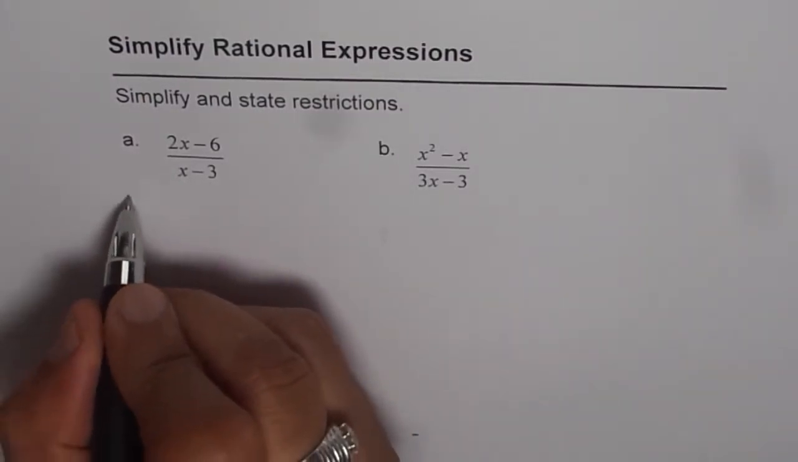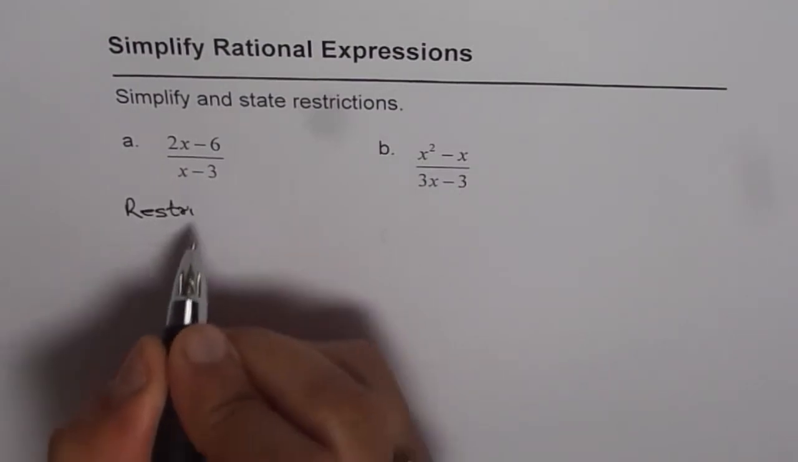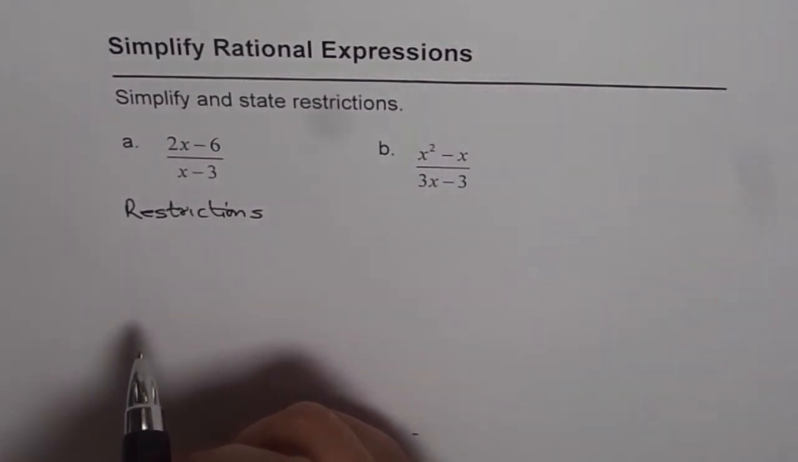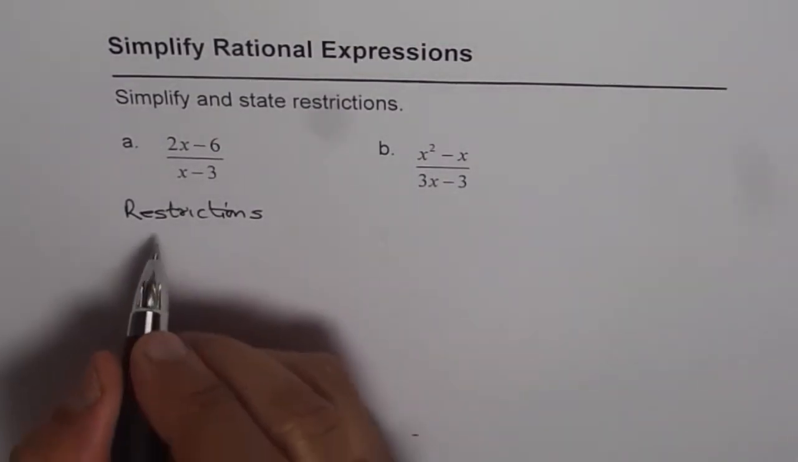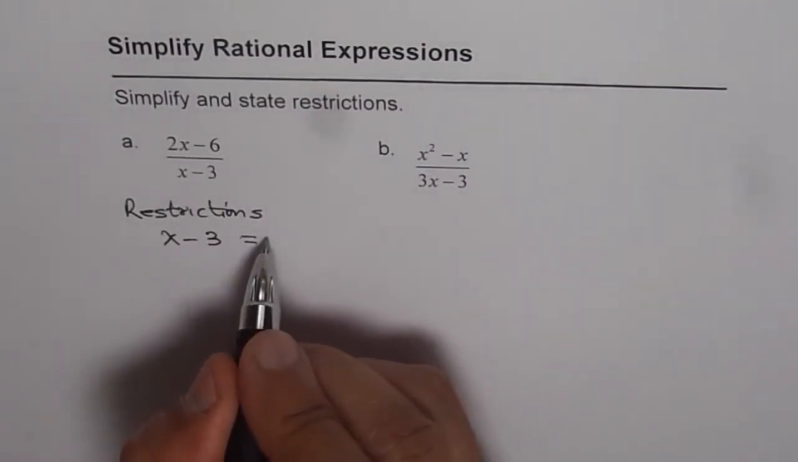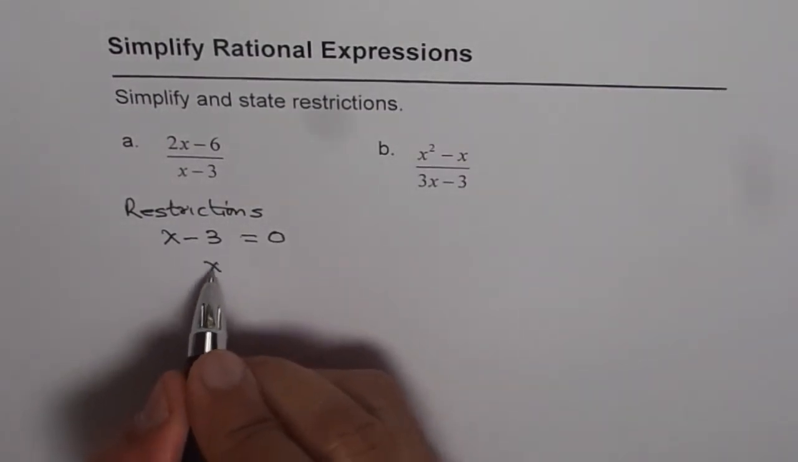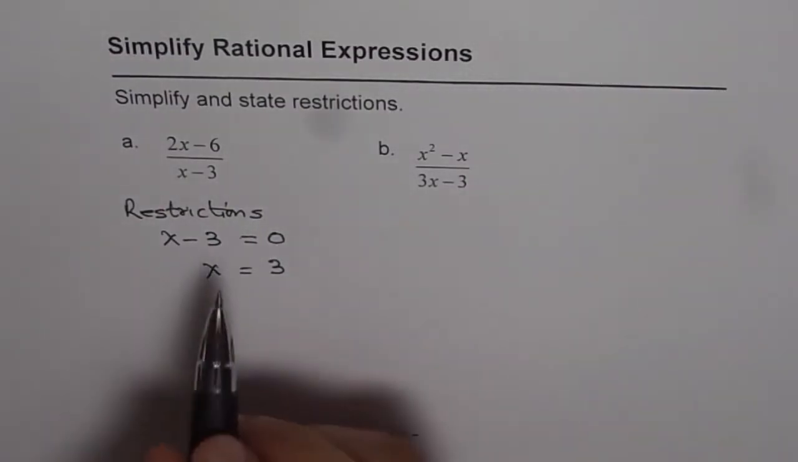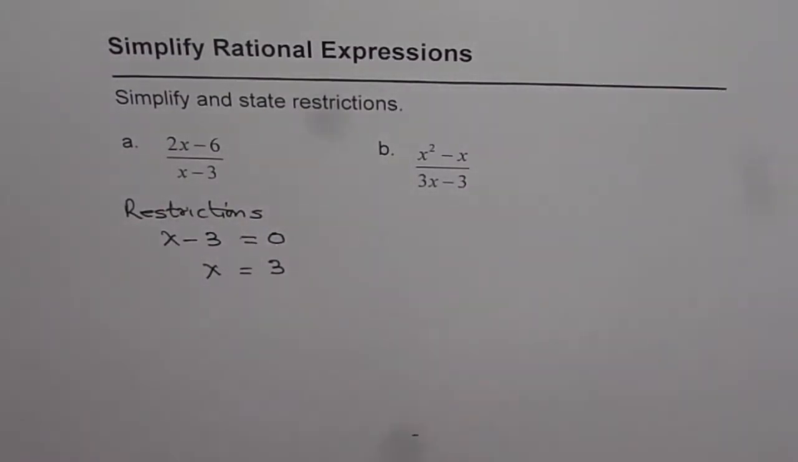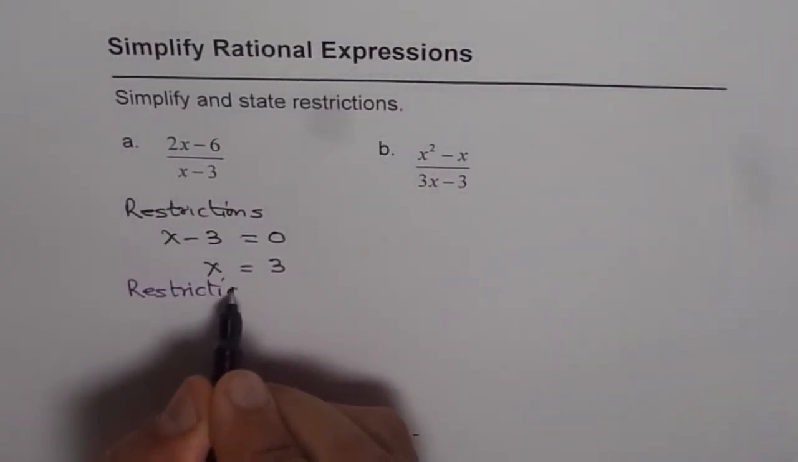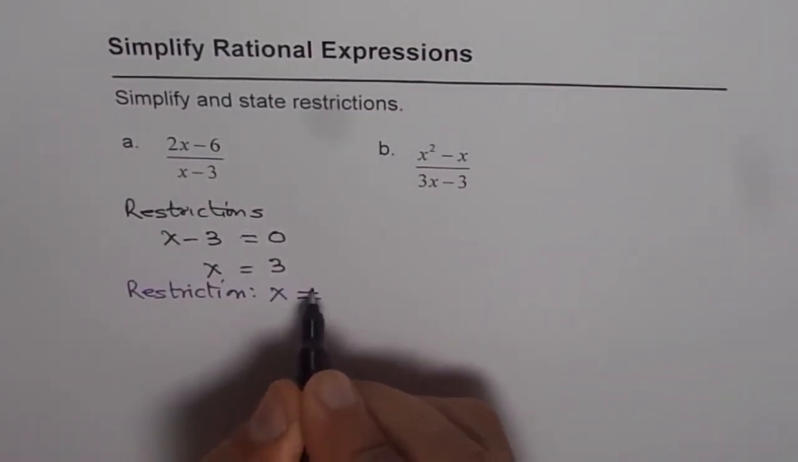So first I am doing restrictions, which means the denominator should be equated to 0, and that is the restriction, since it cannot really be 0, right? Since you cannot divide by 0. So we'll equate x minus 3 to 0 and solve for x. When we solve for x, we get x equals 3. Now the restriction therefore is that x is not equal to 3. Do you understand? So the restriction can now be written as that x is not equal to 3.